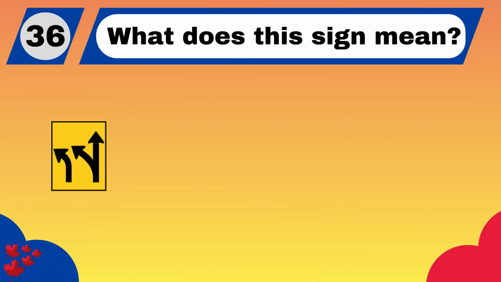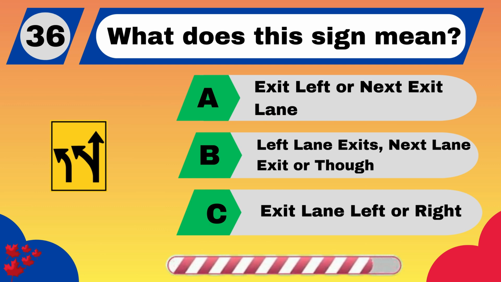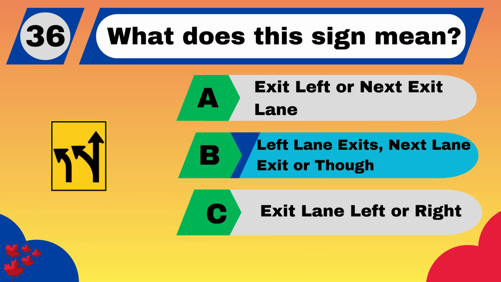Question 36. What does this road sign indicate? A. Left lane exits, next lane exit, or through. B. Exit left or next exit lane. C. Exit lane, left or right. Correct. A. This sign shows that the left lane exits, while the next lane continues.